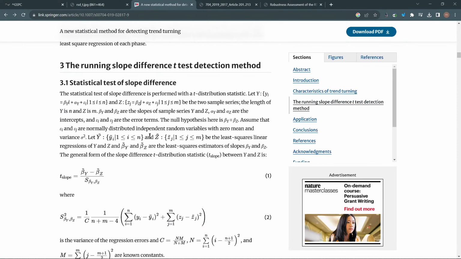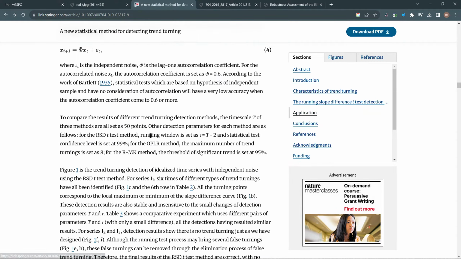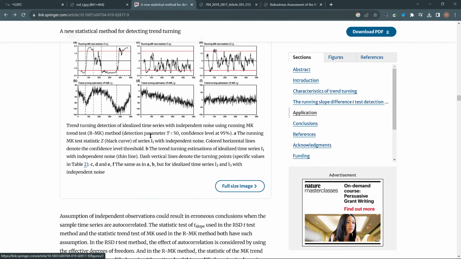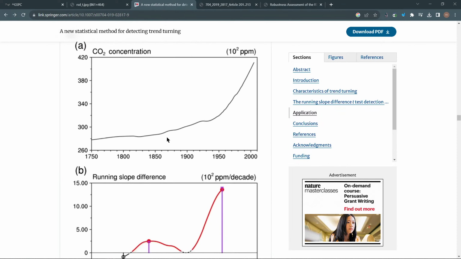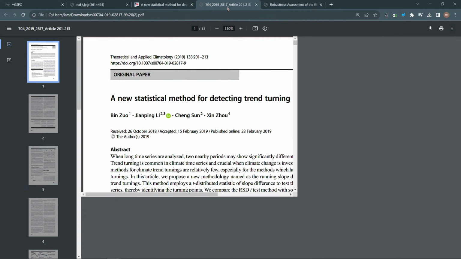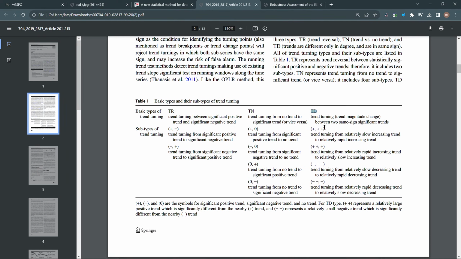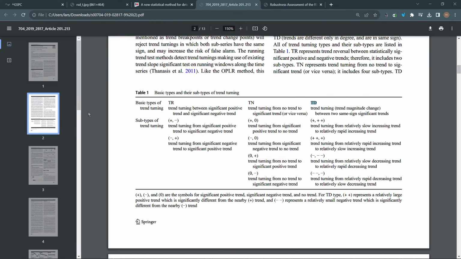So let's also discuss what trend changes are detected by that method. Give me a second to pull this up. Let's keep an eye here for a second.